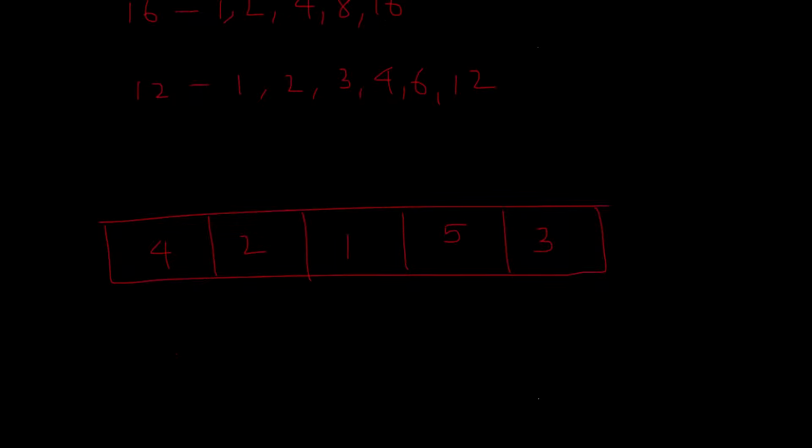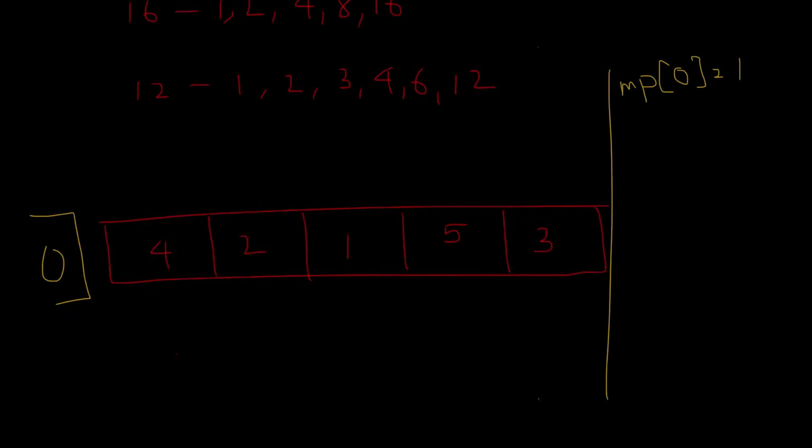So initially, till this point, the XOR value is 0. So here I'm mentioning the map MP of 0 is equal to 1, because there is an empty subarray whose XOR value is 0. Now whenever we are at 4, first of all we'll check for 0.